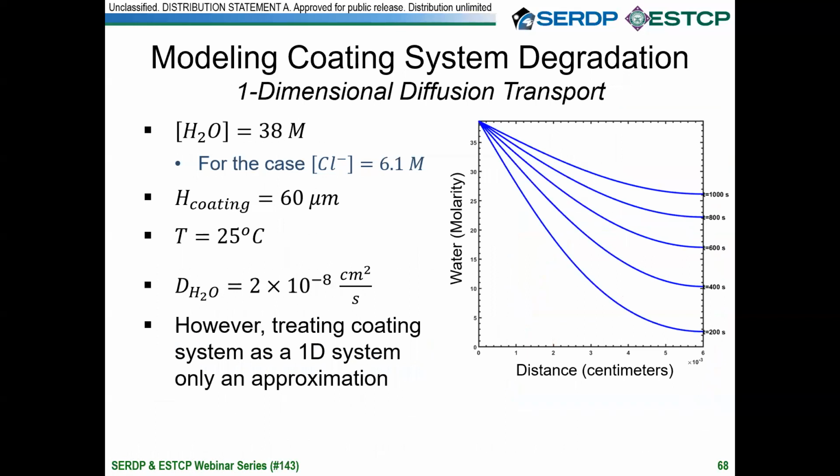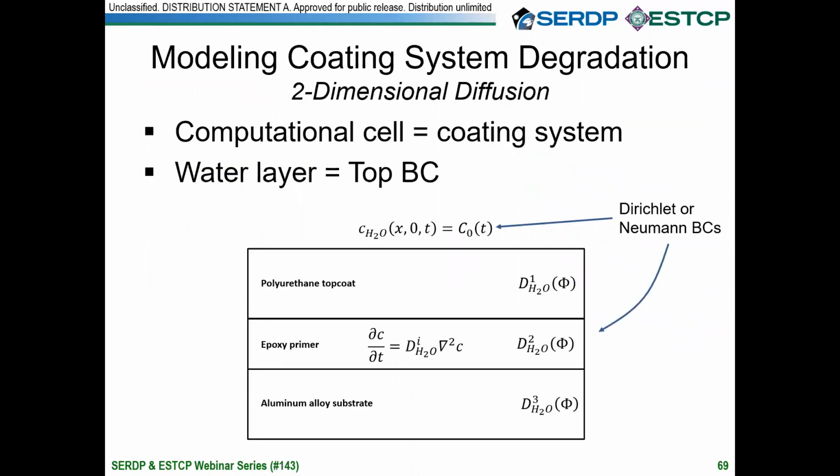So the next model now is we're going to look at the transport of the water through the coating system. And our first approximation was to treat the coating as a one-dimensional layer for the water to diffuse through. And we can model the water concentration profile over time. Here it went from 0 to 1,000 seconds. And we get very rapid water uptake under this model. And the coating system property changes occurred much too rapidly compared to what we observed experimentally.